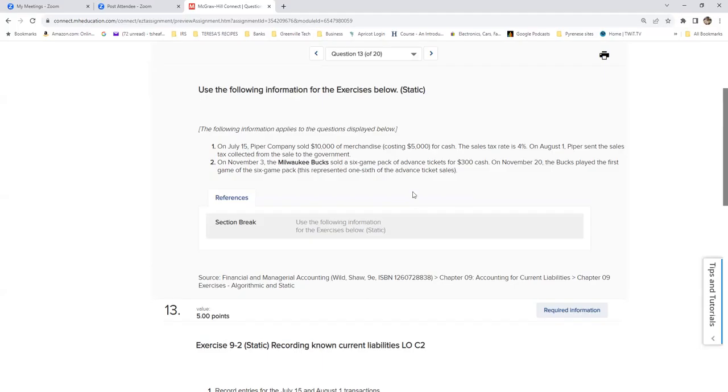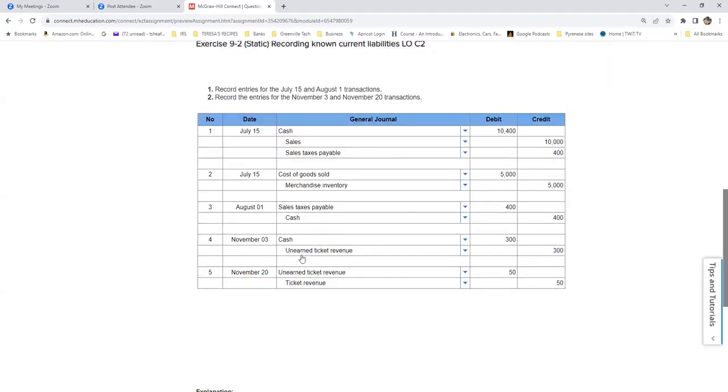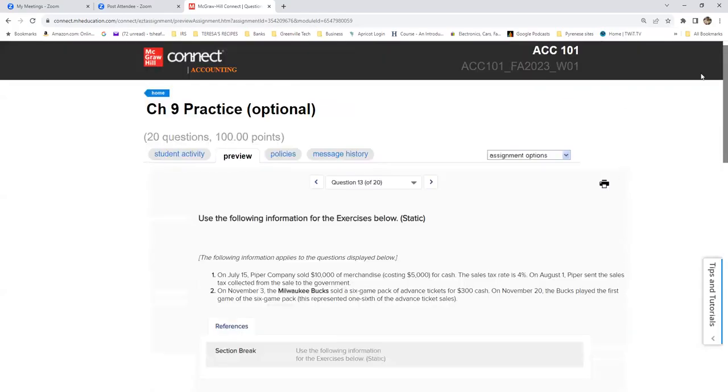See if there's anything else that we're looking for in that. We had to have recorded when the tickets were sold, which I missed, and that was a debit to cash of $300 and a credit to unearned ticket revenue of $300. We had to set up the sale on that one.